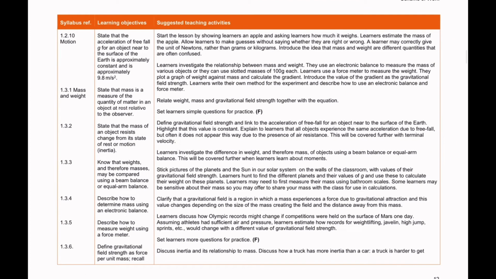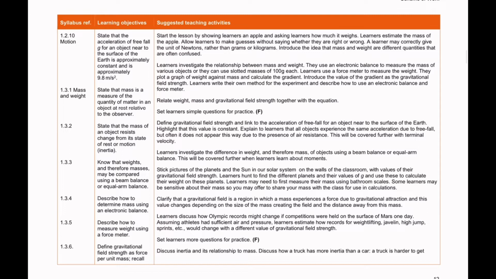Key concept 1.2.10 Motion. Learning objectives. State that the acceleration of free fall g for an object near to the surface of Earth is approximately constant and is approximately 9.8 meters per second squared. State that the mass is a measure of the quantity of matter in an object at rest relative to the observer. State that the mass of an object resists change from its state of rest or motion, which is known as inertia.